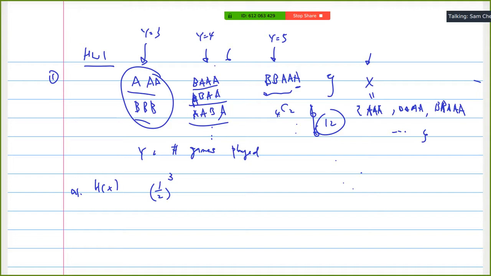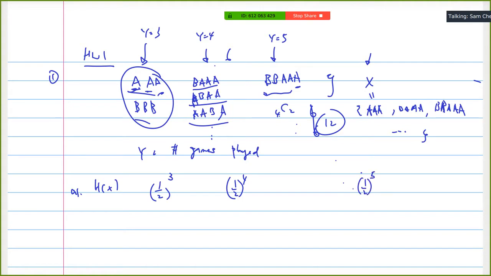So the probability of each of these combinations for AAA is, the probability A wins the first game is 1/2, the second game is 1/2, the third game is 1/2. So it's 1/2 to the third. But if the whole tournament consists of 4 games, then the probability will be 1/2 to the fourth. And for this one, it's actually 1/2 to the fifth.